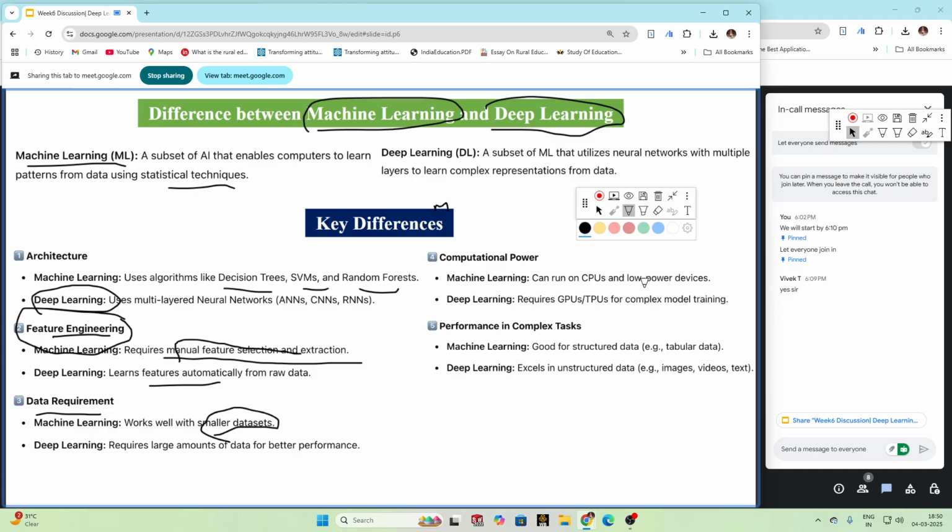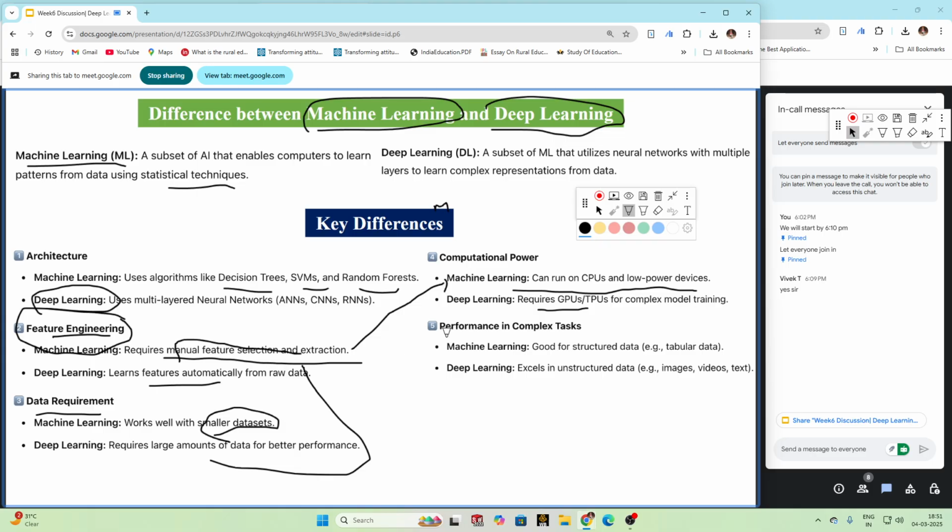Now computational power. Machine learning can run on CPU and low power devices. Again, this is because we are doing the manual feature selection and extraction. That is why we can run this on low memory CPUs and other devices. But in deep learning, as we are supplying more data so that the model learns the feature extraction automatically from the raw data, we require GPU and TPU for complex model training.